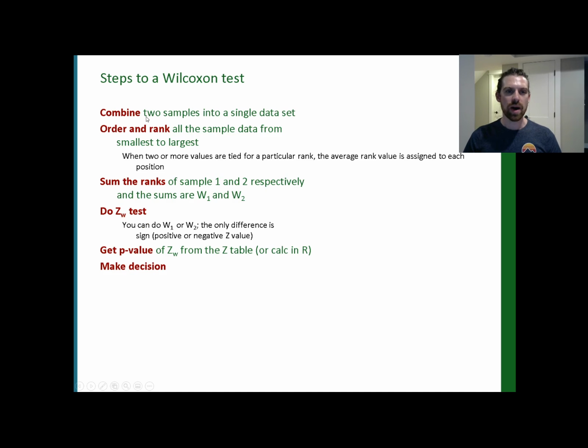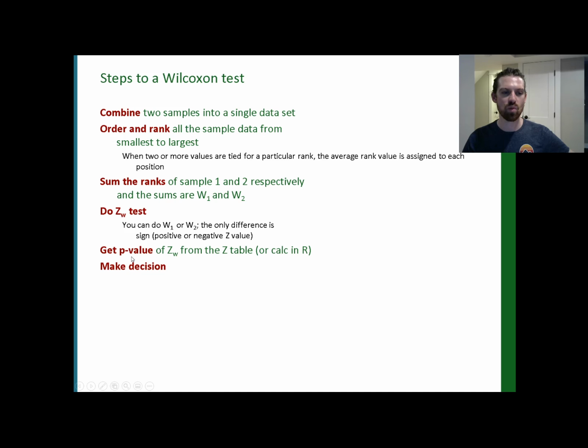So the steps: combine the samples into a single data set, which you can do in an Excel spreadsheet if you don't want to do it in R, it's dead simple. We order and rank all of the sample data from smallest to largest, okay? When we have tied values, we allocate the average rank to those rows that are tied. And then we sum all of those ranks up for sample 1 and for sample 2, and we get the sums which form the W1 and W2 values. We then need to get this ZW. You can use W1 or W2, you just have to pick one. The only difference is the sign, whether you're getting a positive or a negative Z value.